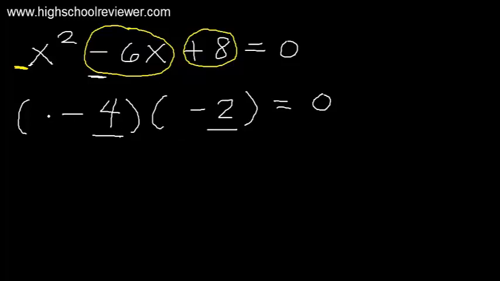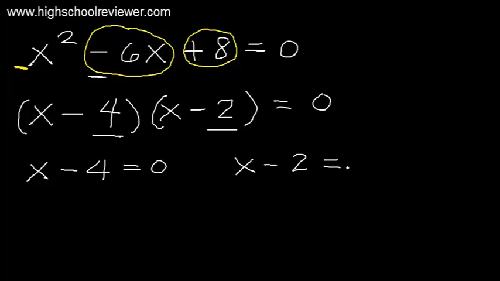For the remaining terms here, we just factor out x squared. So the factors of x squared will only be x and x. So these are the two factors now for our equation. To find the values of x, there will be two values. The first one will be x minus 4 equals 0, and the second one will be x minus 2 equals 0.